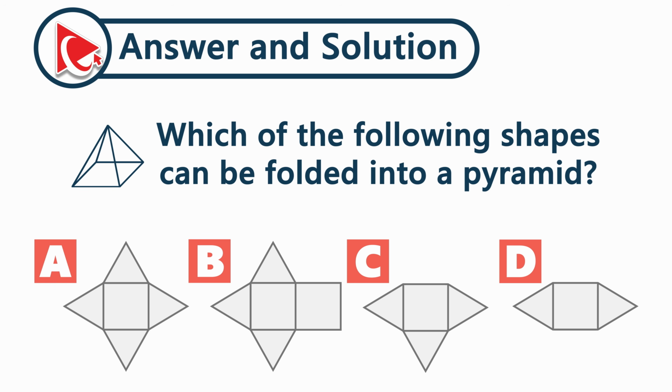If you have selected option A, you nailed it. Why? There is a perfect square in the center and a triangle on each side. Just what's needed to fold a proper pyramid.